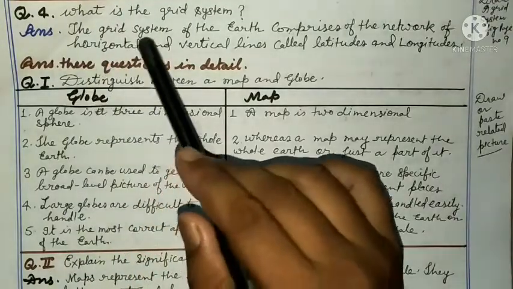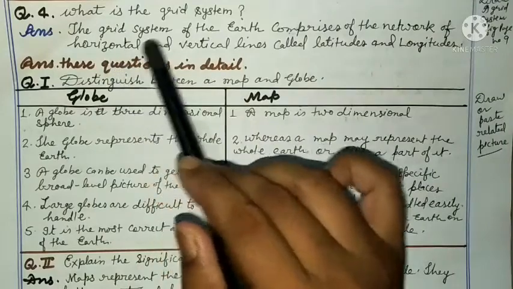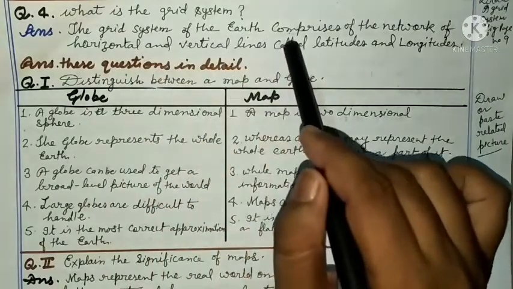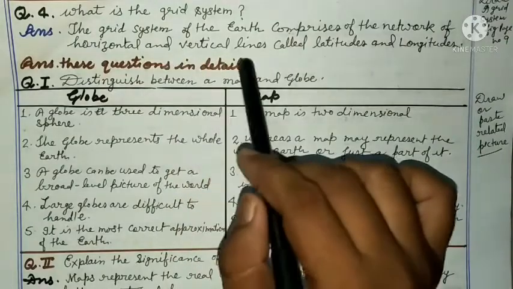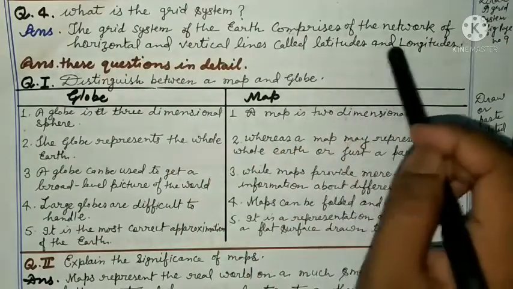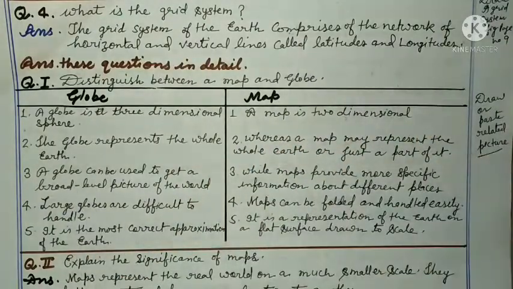Question 4. What is the grid system? The grid system of the earth comprises the network of horizontal and vertical lines called latitude and longitude. Draw a grid system figure, page number 9.